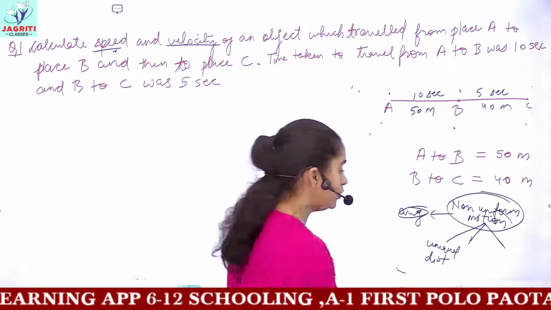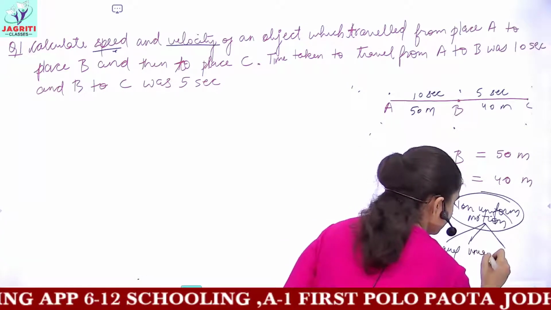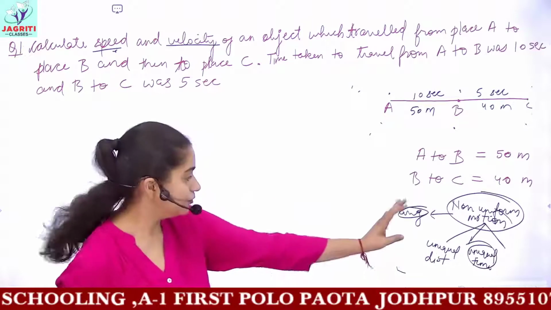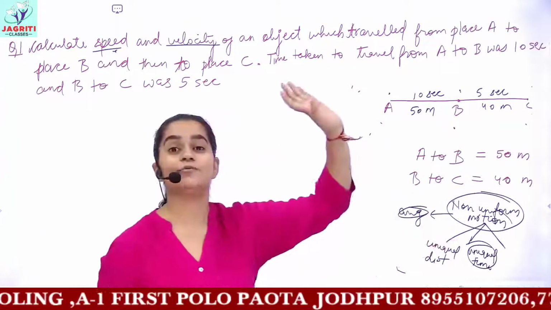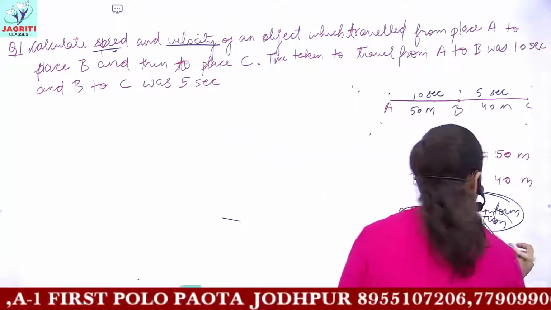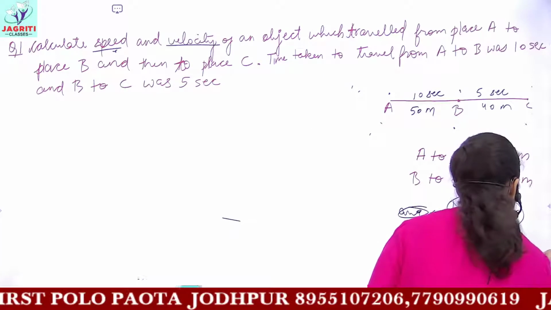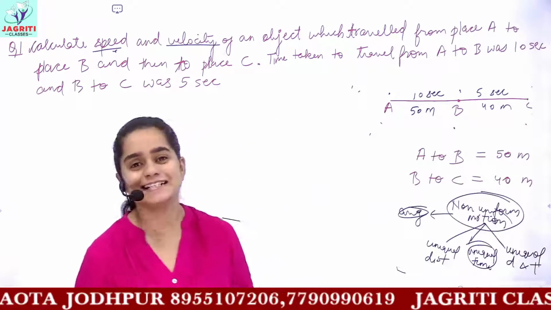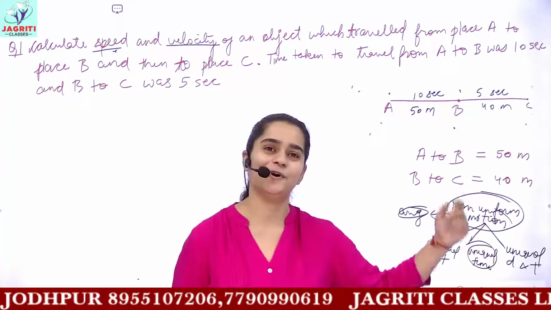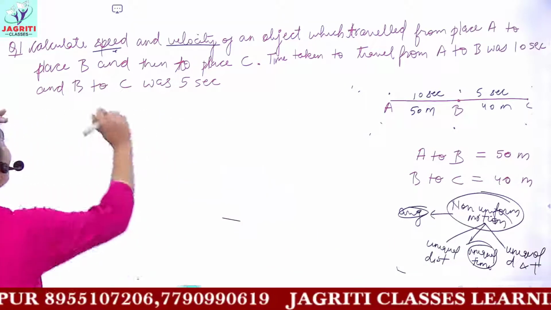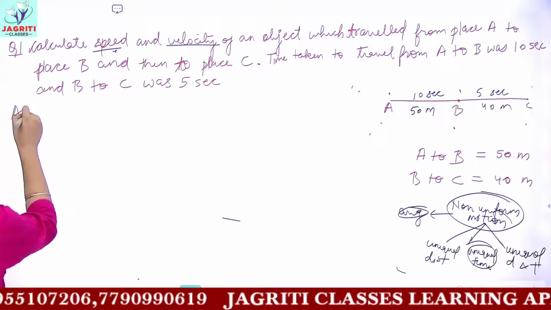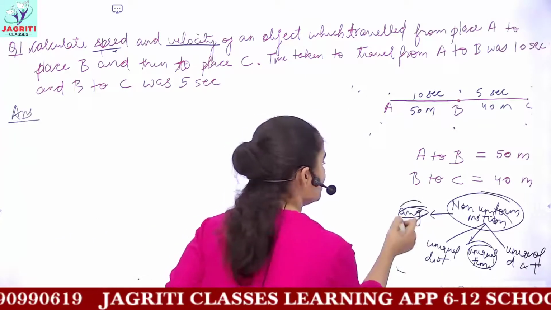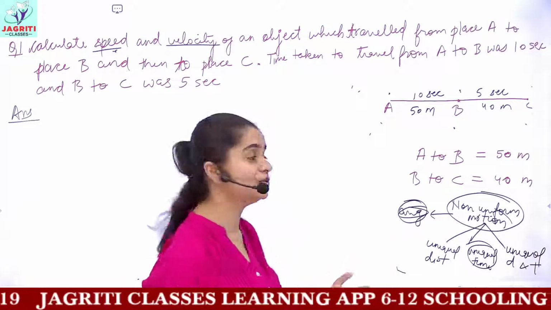Then the next point would be, if the object covers this journey in unequal time, then also, if the time is unequal, it would be a non-uniform motion. Or if both the things are unequal, you are given unequal distance and unequal time, then definitely it's an example of non-uniform motion. So let's see what we have. We have to calculate speed and velocity. Let's do this. Because we are given non-uniform motion, I will use the formula of average speed and average velocity.